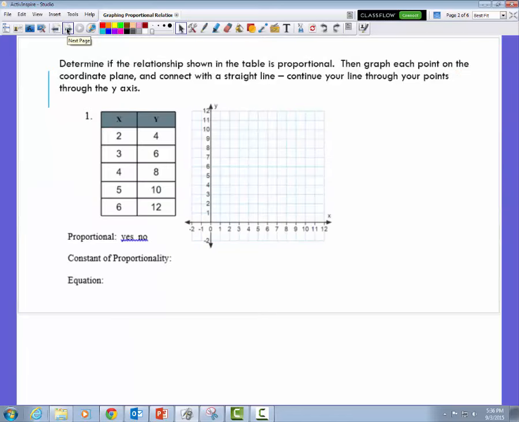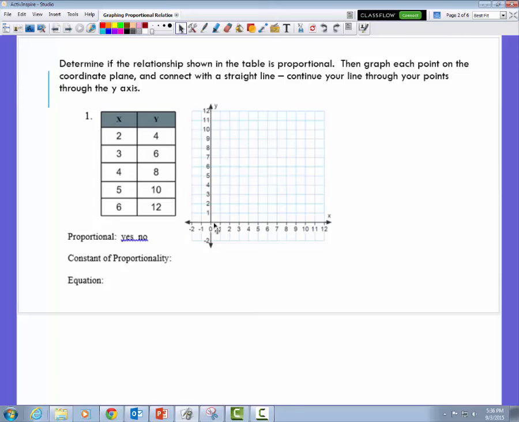Okay. Now, they're going to give you a table and a graph. First things first, you need to decide, is this a proportional relationship? If it's not a proportional relationship, we know that it's not going to go through the origin. But if it is proportional, then it should trend towards 0, 0 and go right through the origin, which is known as the point 0, 0. So it says, determine if it's proportional.